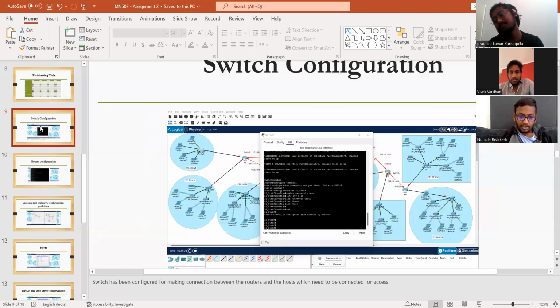The switch has been configured to make the connection between the routers and the hosts which need to be connected for access. Next one.